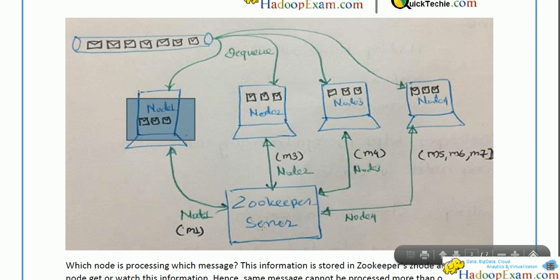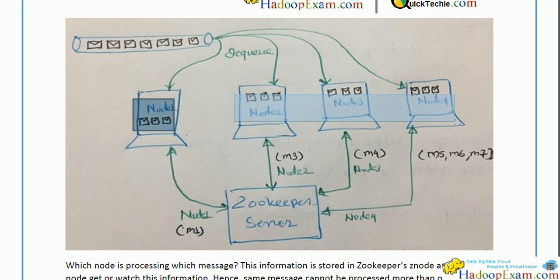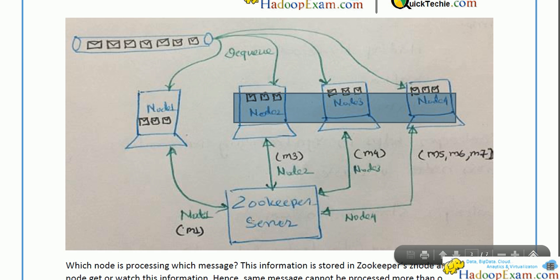Zookeeper has this information, like messages 1, 2 and 3 were on node 1, but node 1 has crashed and is no more available. So that's the reason messages 1, 2 and 3 need to be processed by some other node, correct? Either node 2, 3 or 4, anything. So here nodes 2, 3 and 4 can process messages 1, 2 and 3 which were on node 1. Similarly, any node in the cluster can fail, so the Zookeeper server has to have this information in its Znode, which can be used by other nodes in your cluster, so they can get to know which node is alive, which node has died, and which node is processing messages 1, 2 and 3. So this is all communication.